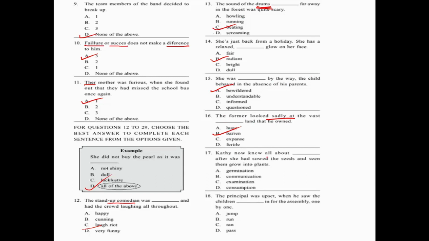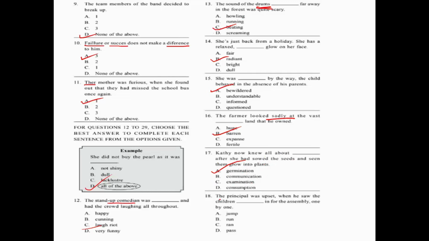Next, Katie now knew all about dash after she had sowed the seeds and seen them grow into plants. When she has seen all the process of sowing the seeds and growing into plants, it must be the process of germination. Germination means the process of growing plants from seeds. Okay, so Katie now knew all about germination. It can't be communication, examination, consumption. When something is related to sowing the seeds and growing the plants, it must be the germination process.